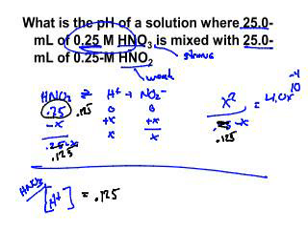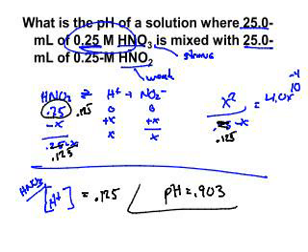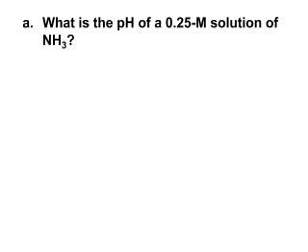So if you take the negative log of 0.125, you get 0.903. The rule is, guys, if you have a strong acid and a weak acid, strong acid wins. And you just ignore the weak acid. Yep, that's it.